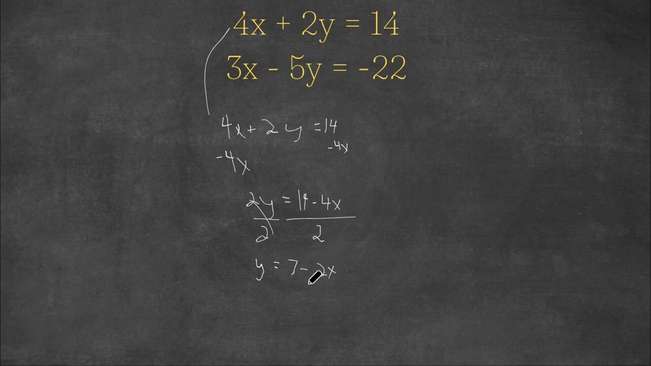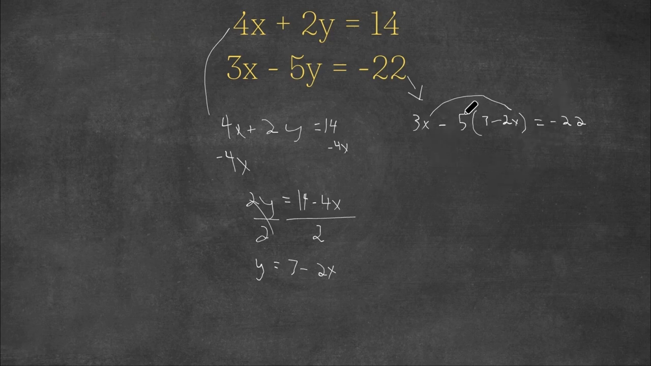So now that we know y equals 7 minus 2x, what we're going to do is we're going to plug in y in the second equation. It can't be in the first one, it has to be in the second one. So if we plug in this value of y in this equation, we get 3x minus 5 times 7 minus 2x equals negative 22. And now, as you can see, we only have one variable. We only have x, one variable. So now we could actually find the value of x using just this equation.